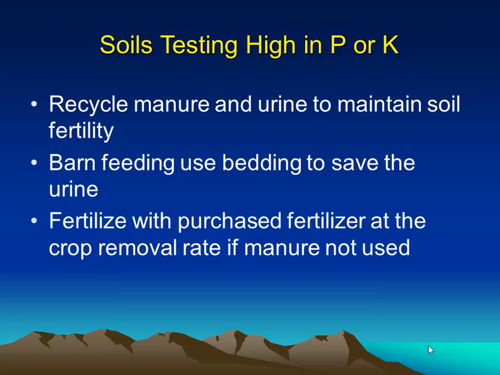So, soils testing high in P or K, we want to recycle manure and urine to maintain fertility. And once you've built into that high range, this is the main way you can maintain fertility on a livestock farm. Okay? And that's the really cool thing about it. This is why livestock are sustainable systems. Use legumes to make your nitrogen, recycle your manure and urine for your phosphorus and potassium, and the sunlight makes the energy. You're not missing a whole lot more.